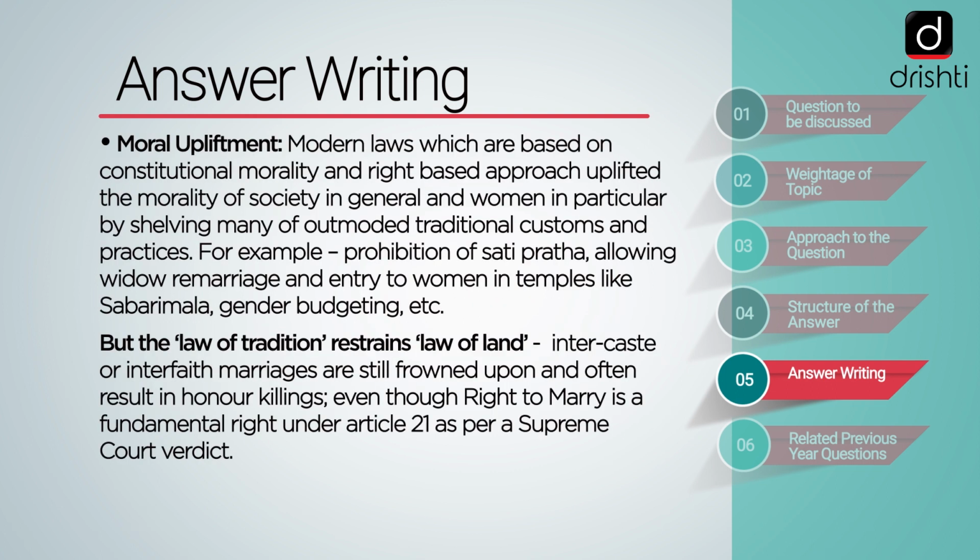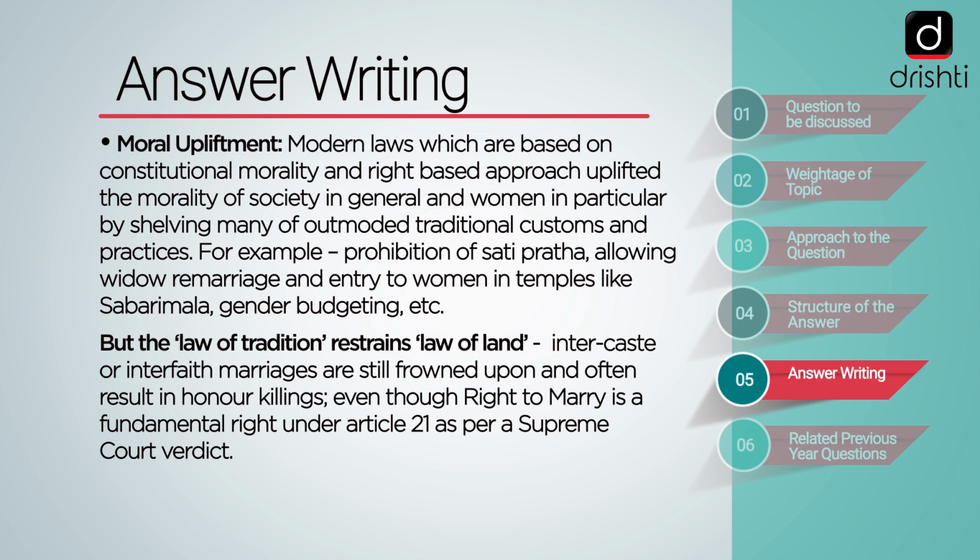Moral upliftment. Modern laws, which are based on constitutional morality and right-based approach, uplifted the morality of society in general and women in particular by shelving many of outmoded traditional customs and practices. For example, prohibition of the sati pratha, allowing widow remarriage, and entry of women to temples like Sabarimala, gender budgeting, etc. But the law of tradition restrains the law of land.